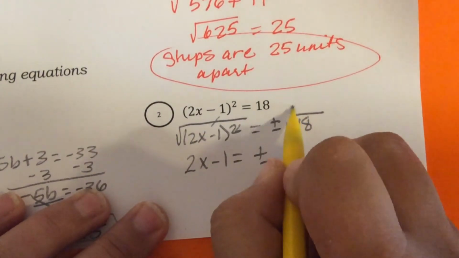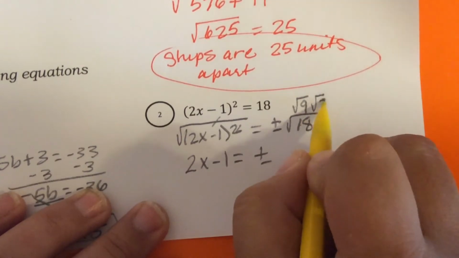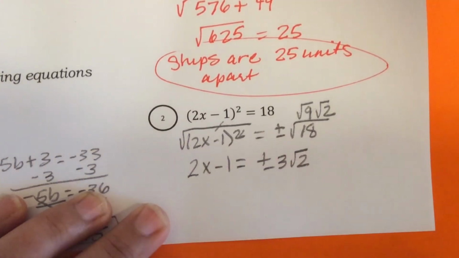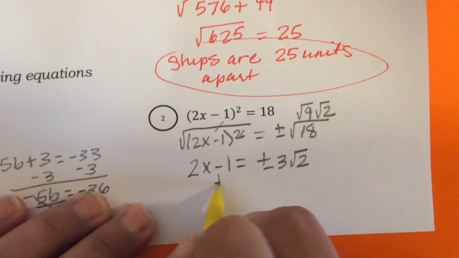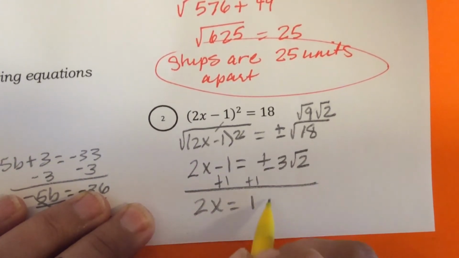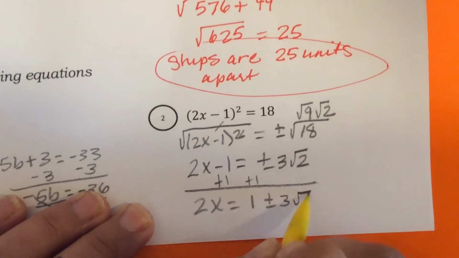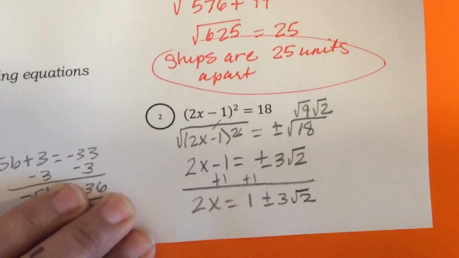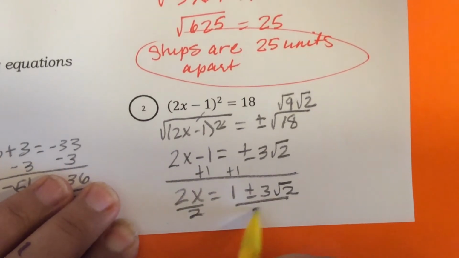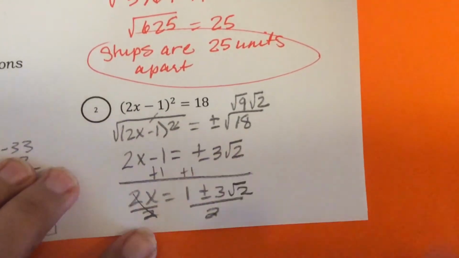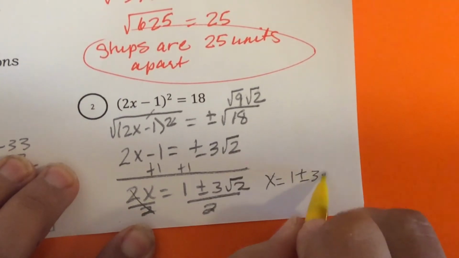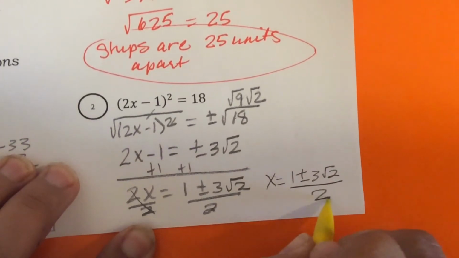Now 18, you can simplify it. It's 9 times 2. So the square root of 9 is 3, and the square root of 2 is just square root of 2. So now you're going to add a 1 on both sides. So you're going to have 2x is equal to 1 plus or minus 3 square root 2. And then you're going to divide everything by 2. So I'm going to divide this side by 2 and this side by 2. So you're going to be left with x is equal to 1 plus or minus 3 square root of 2, all of it divided by 2.